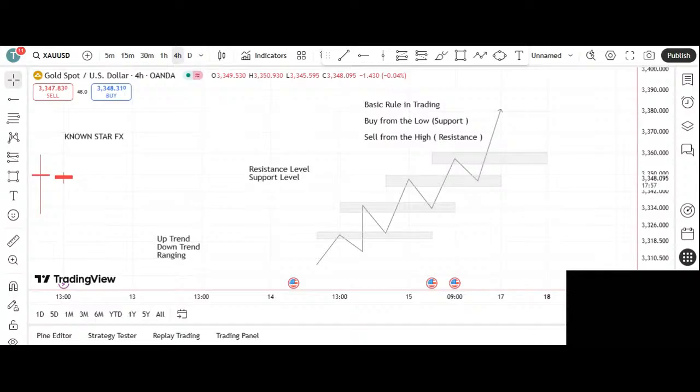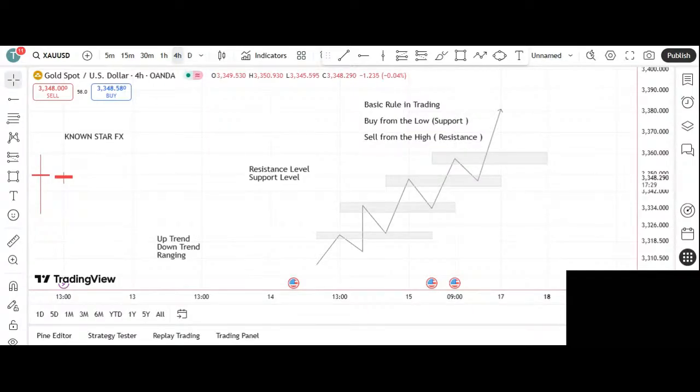Where do we buy from? Do we buy from the resistance, which is that current high, or do we buy from that support level, which is at the low? I want to hear from you guys. I need your opinion, guys. Start sending in your opinions. Where do we buy from?